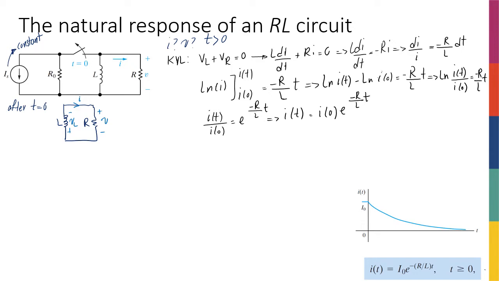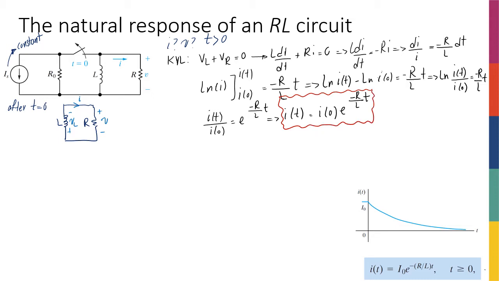So I found current as a function of time, because t is time, so I don't care about that. R and L are the constant values of the resistor and the inductor. They're given. The only thing that is missing here is the current at time 0. So first I have to actually find that. I'm not completely done, but I found the equation that basically represents the behavior of my current i after t equal to 0, right?